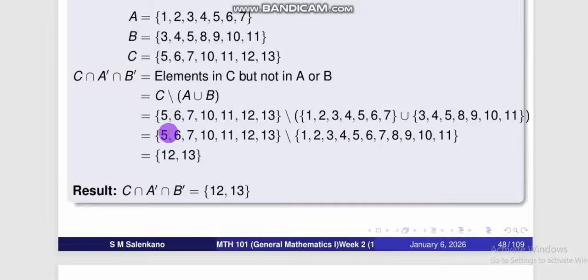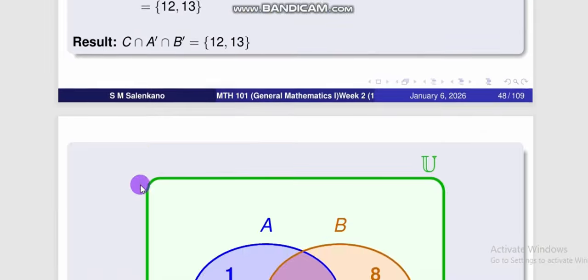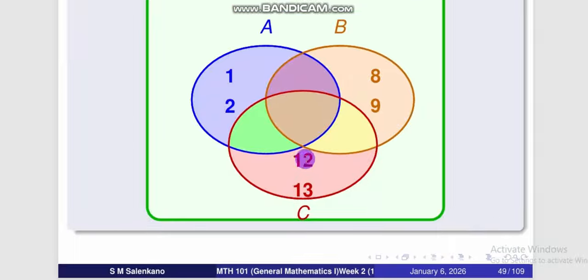Now we want to subtract that from set C. We select elements that are in C but they are not here, right? 5 6 7 10 and 11. Look at them here, 5 6 7 10 11, they are all found here, so we don't take them. 12 and 13 are the only elements that are found in C but not in our union, so we take 12 and 13 and we go to the region for C only and write the 12 and 13. Look at the region down here for C only, 12 and 13 successfully.